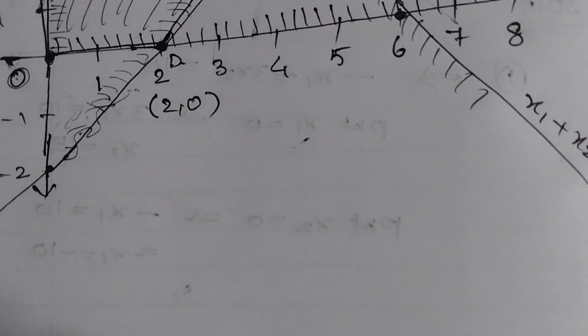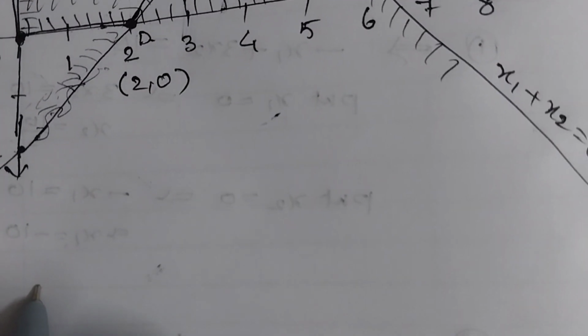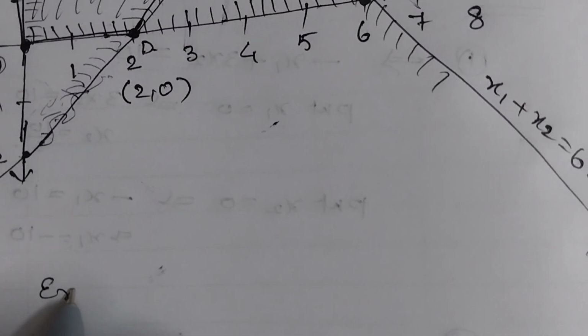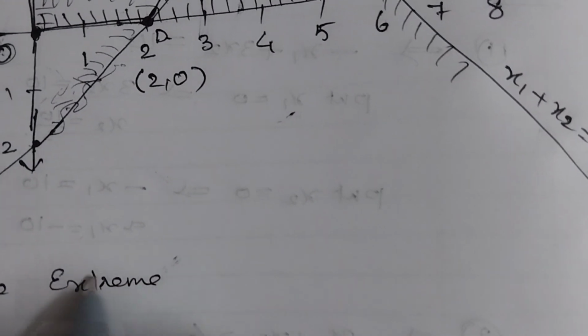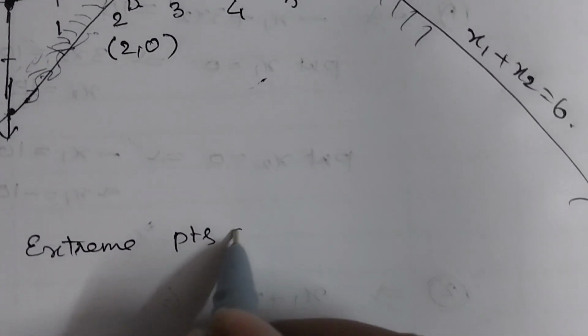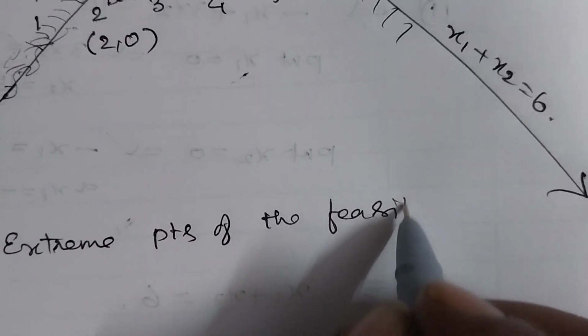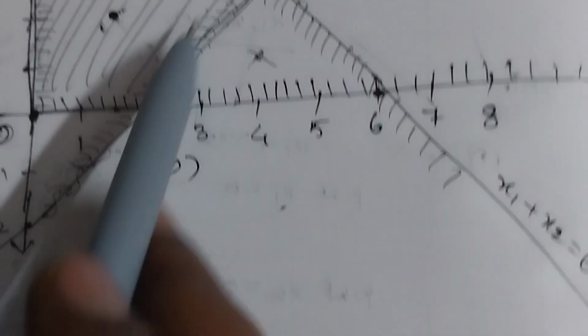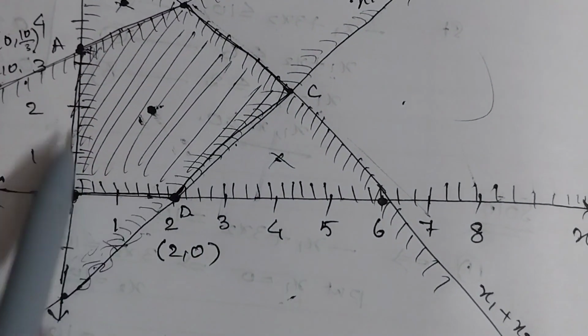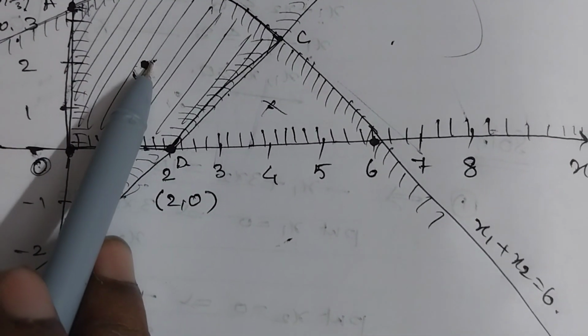So therefore these are the extremum points of the feasible solution. And this bounded region satisfies all the constraints. So this is our feasible solution also.